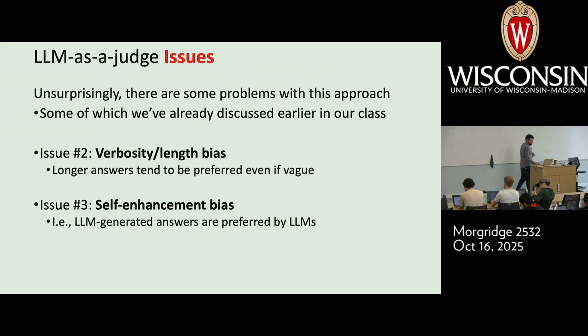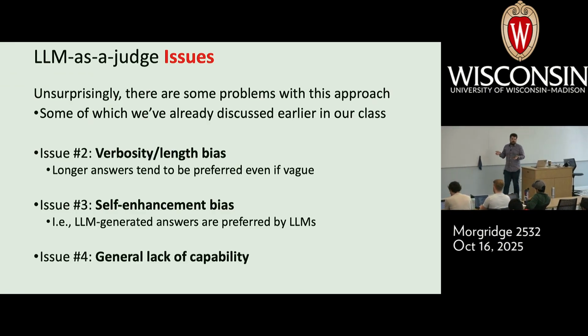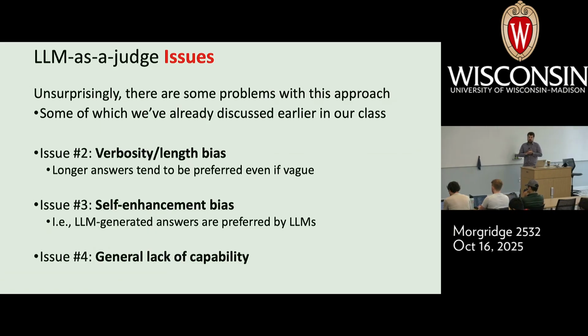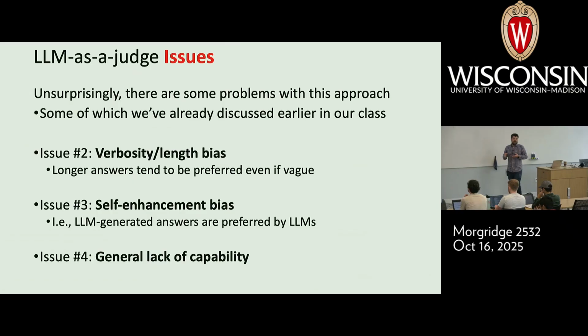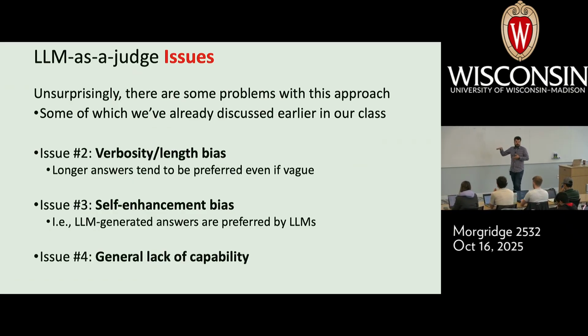And finally, there's the biggest issue of all, which is that maybe my judge just does not know about the area that it's supposed to grade, in which case it's going to make random guesses, and you really cannot rely on it at all. So these are all the issues. This doesn't mean that you can't use LLM as a judge. It does mean that you want to think about these things, be aware of them, and make sure that you're not falling into that trap.